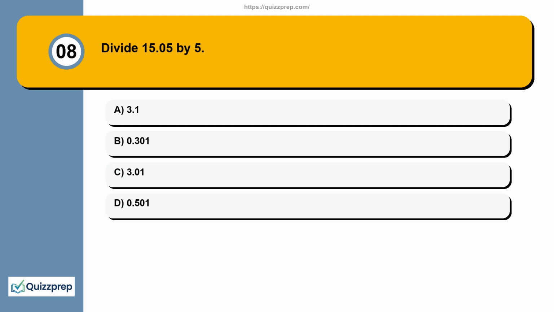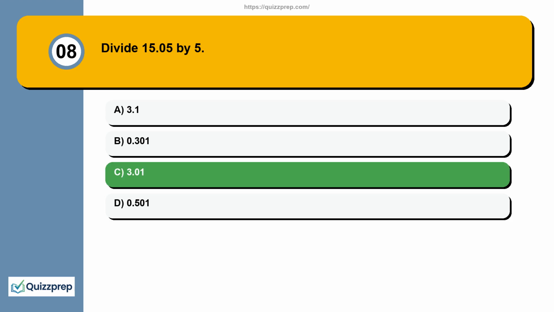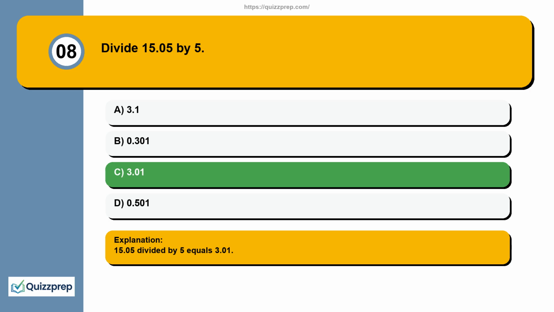Question 8. Divide 15.05 by 5. 3.1, 0.301, 3.01, 0.501. 15.05 divided by 5 equals 3.01.